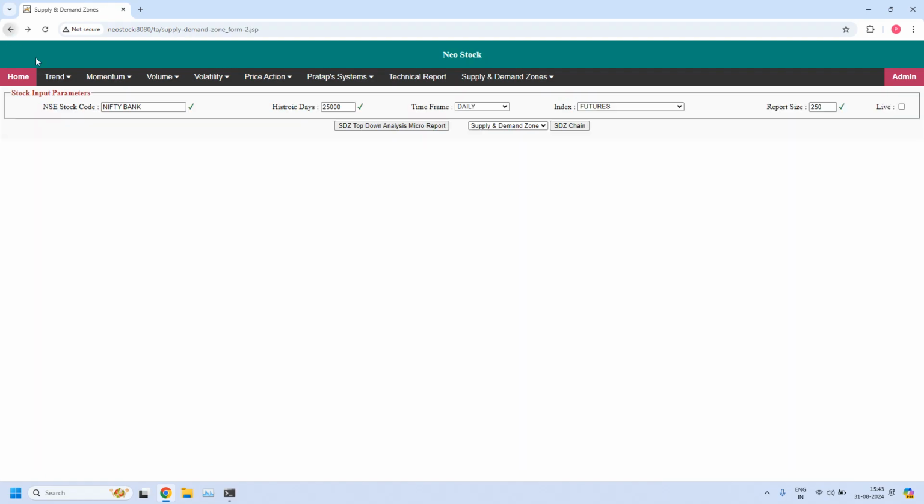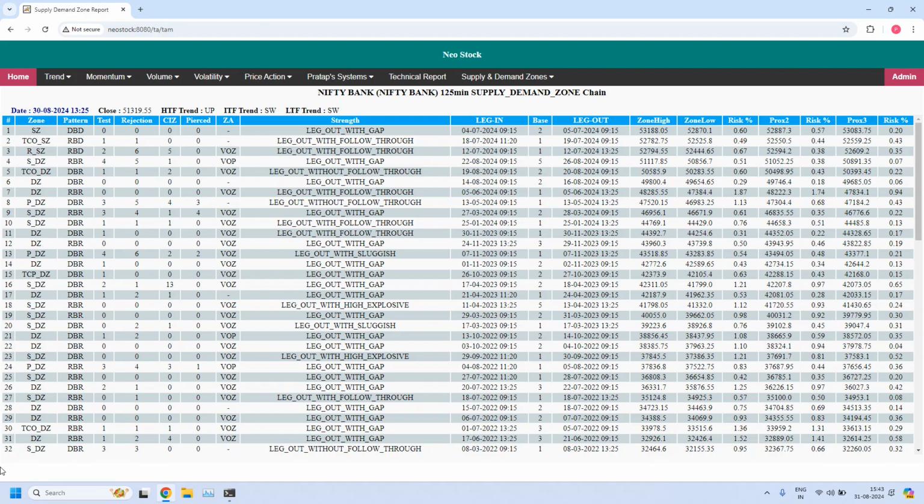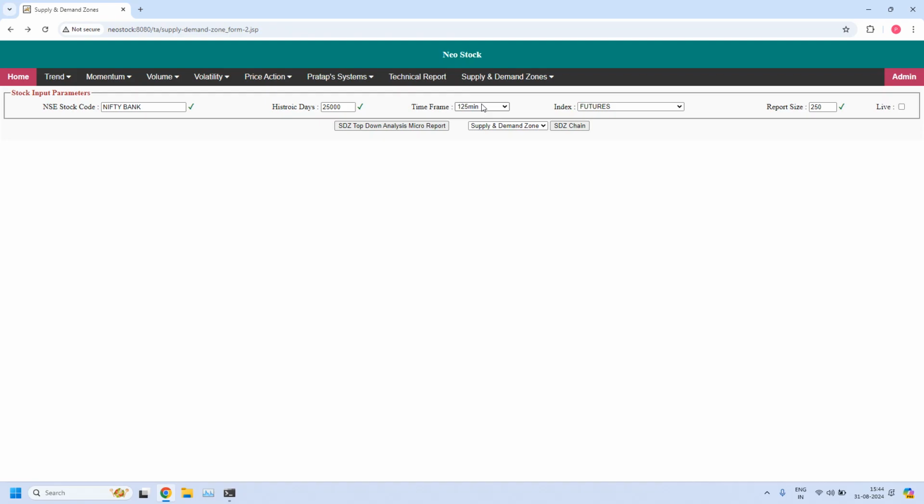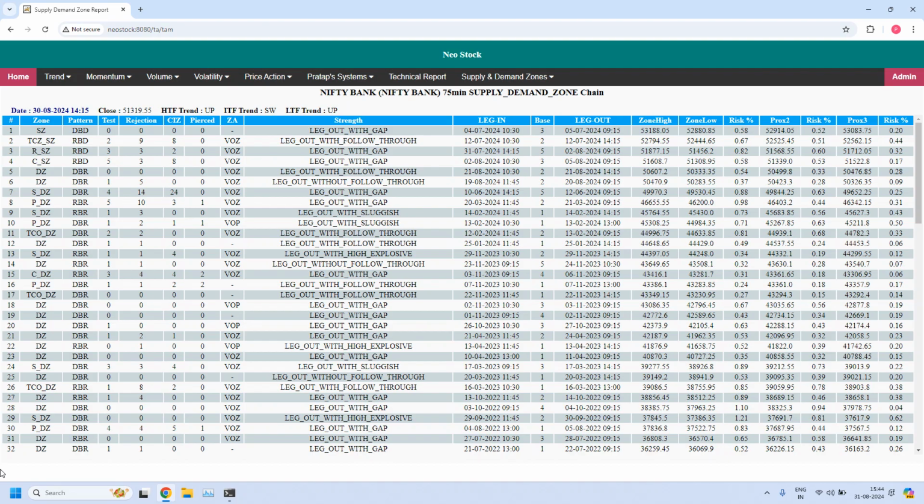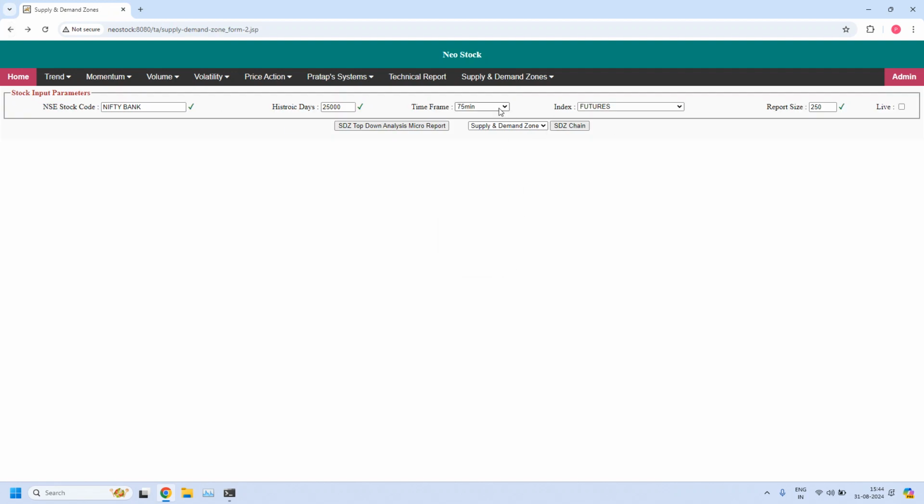The next time frame is 125 minutes. I'm generating 125 minute supply demand zone chain for Bank Nifty. And the next time frame is 75 minutes. I'm generating 75 minute supply demand zone chain for Bank Nifty. And the next time frame is 25 minutes. I'm generating 25 minute supply demand zone chain for Bank Nifty.